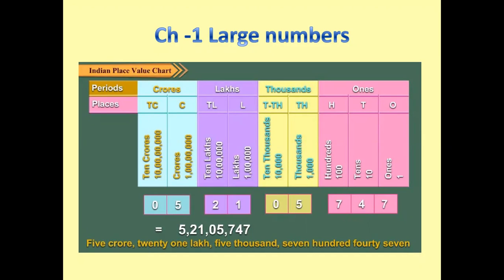You all know we have completed chapter 1. Let us do a quick revision of chapter number 1, that is large numbers. Here you can see the Indian place value chart. Here 4 periods are shown in different colors. The ones period in pink color, thousands period in yellow, lakhs period in purple, and crores period in sky blue.